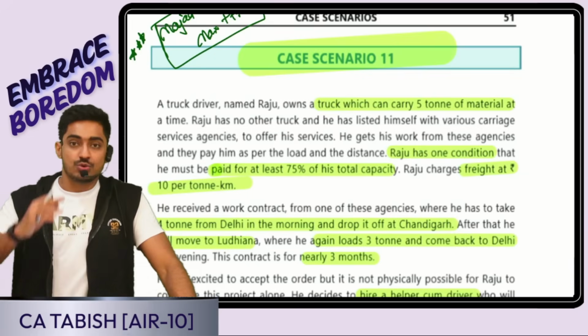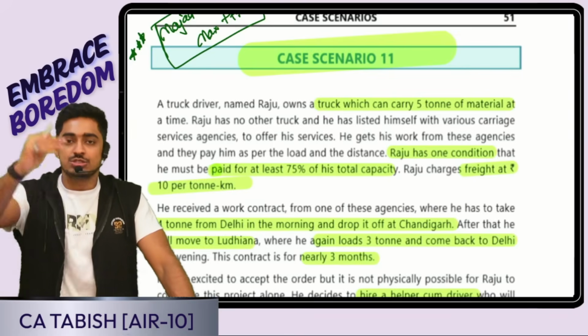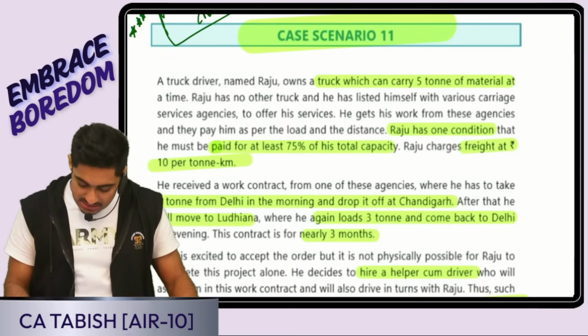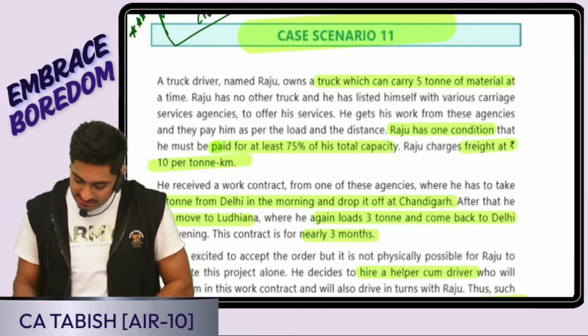I am presuming you would have read the story once. Quickly I'll read the important areas and solution. With the institute solution I will tally, quickly explain and finish it off. Okay, now pay attention. Raju is there. He is owning a truck which can carry 5 ton of material.